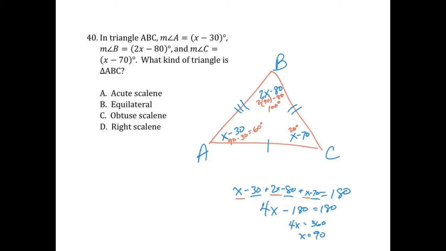And since I see a 100 degree angle in here, I know that this is going to be an obtuse triangle, right? Over 90 degrees is obtuse, so obtuse scalene. All sides are different, that makes it scalene, and that 100-degree angle makes it obtuse.